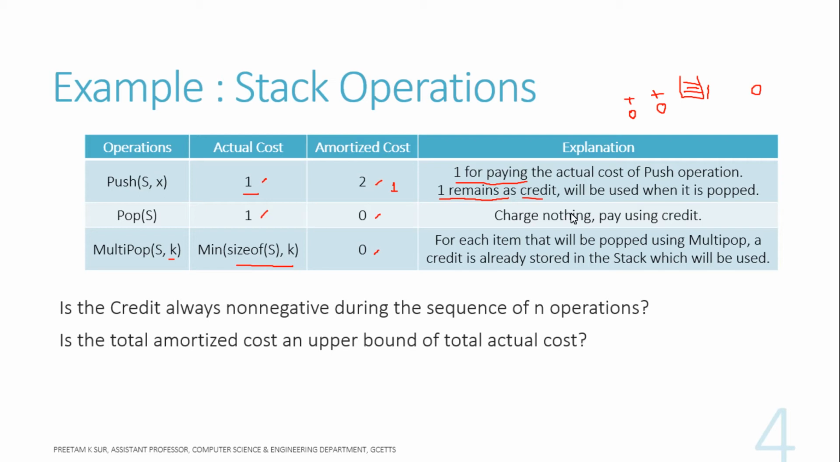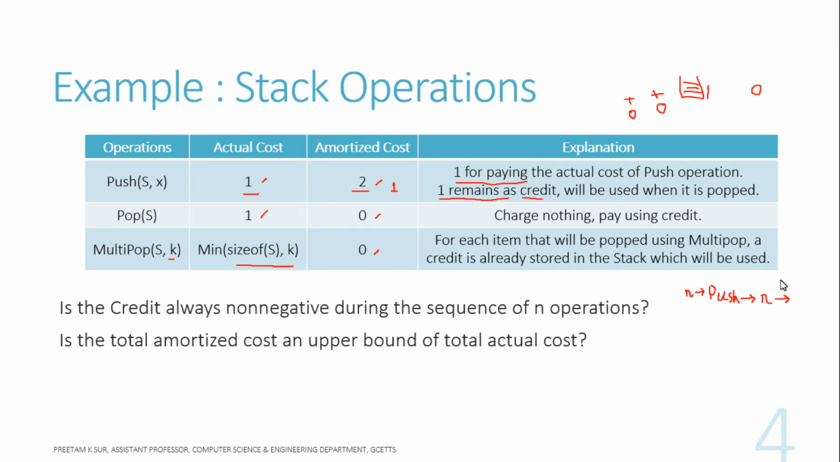Now the second question: is the total amortized cost an upper bound of the total actual cost? Let us consider a scenario, from which we can infer that this is also going to be true. Suppose all n operations are push operations. If there are n push operations, the actual cost is going to be n. And what will be the amortized cost? For each push operation the amortized cost is 2.